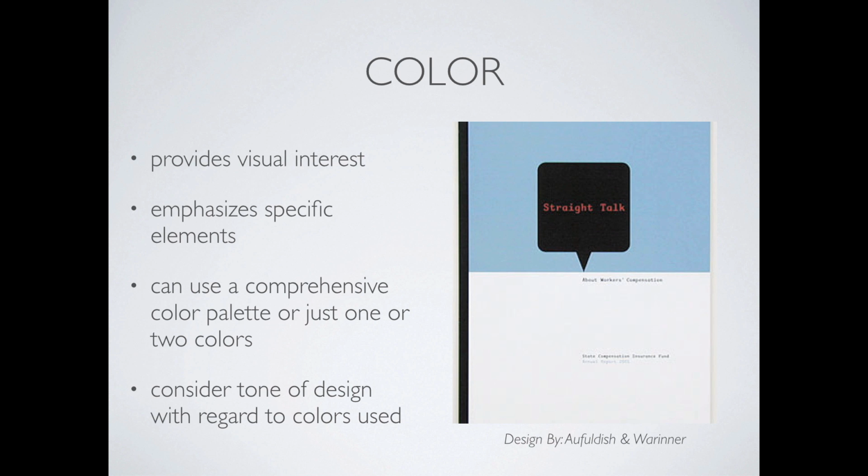Color. Color provides visual emphasis. It emphasizes something specific. You can use it as a key. Everything is black and white except for this one element that's red. What does your eye naturally go to? It goes to the red element versus everything else. So you can be very careful about how you use the color and how you draw somebody into a particular page. You can use a comprehensive color palette, or you can just use one color. All it takes is one color.